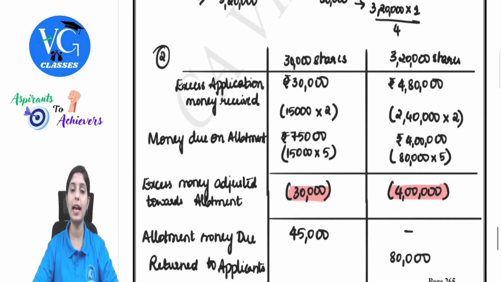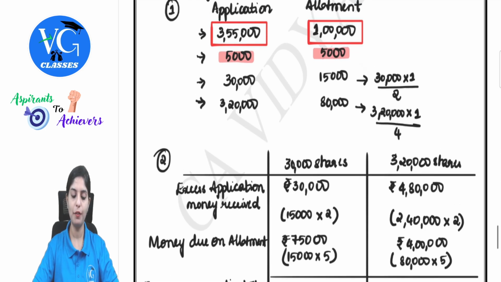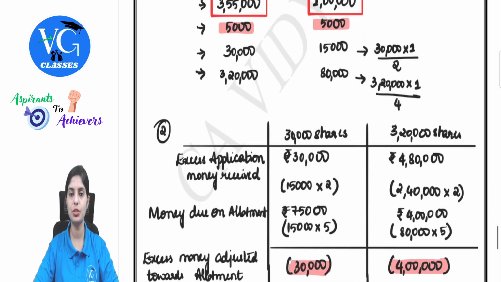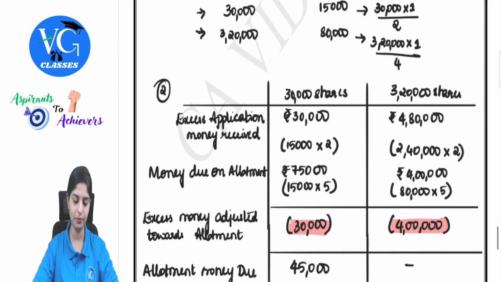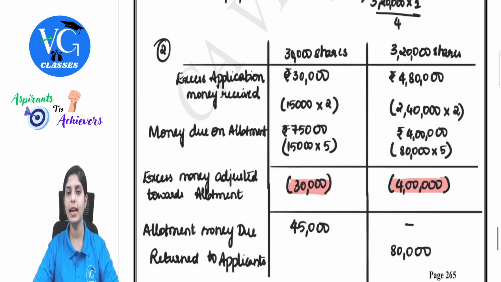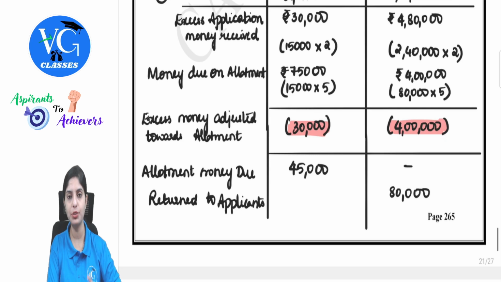Then we found out how much is the actual money due on allotment. For this, we made use of the number of shares allotted. For 15,000 shares, 15,000 was allotted into allotment money. And for 3,20,000 shares, 80,000 was allotted. So 80,000 into 5. So now we have the allotment money due. We can now adjust the excess application money. So 30,000 was there. We completely gave for first category. For the second category, 4,80,000 was available. So 4 lakh was given. Balance was nothing but allotment money due. And then the return to applicants is 8,000. I hope this point is understood to all of you. Yes? Fine.